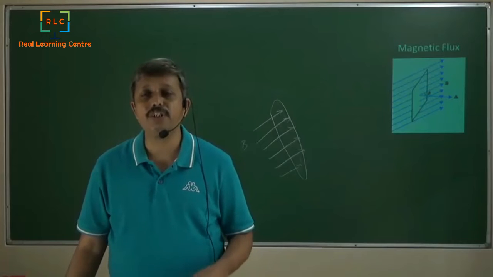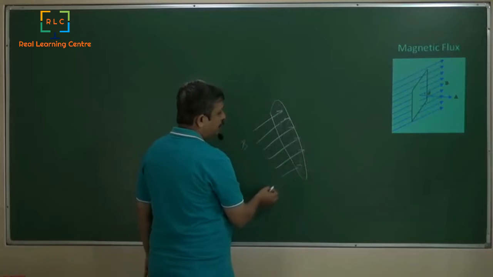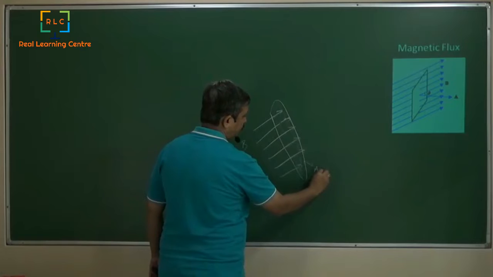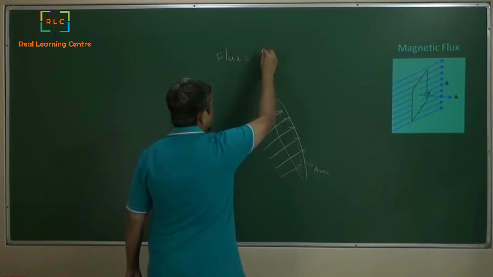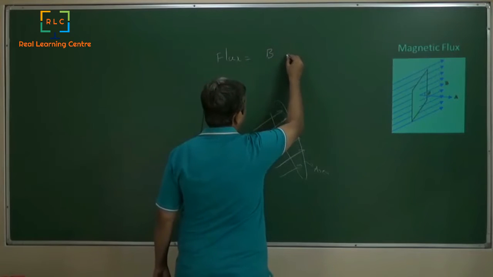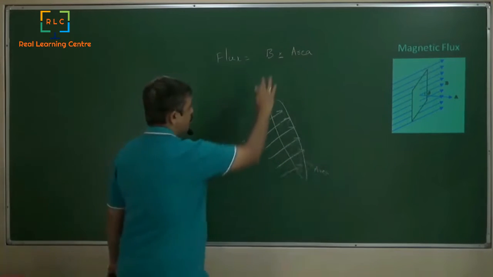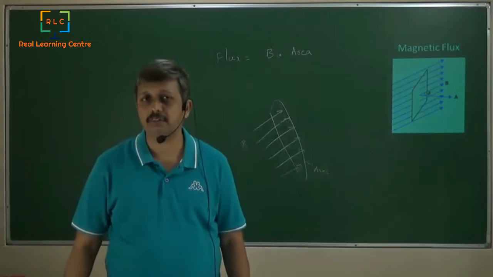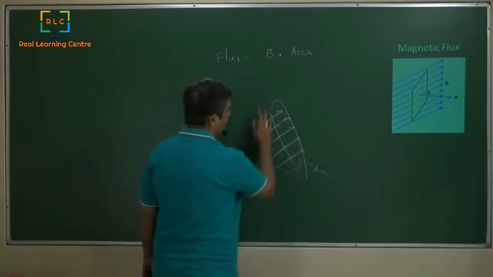So what we do is we calculate the flux through this area as the product of B, whatever the magnetic field is, into the area. So we always say flux is equal to magnetic field B into area. I'm just using the word "into" here. I'm going to write a small dot in place of this. I'll tell you why I am writing the dot. So, B into area.